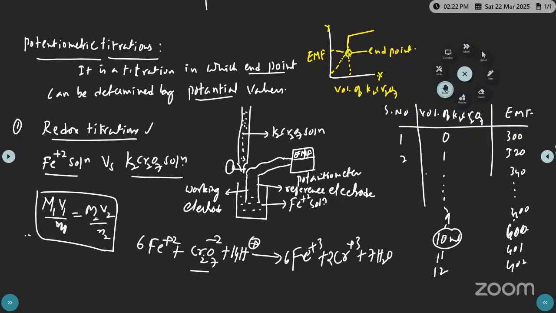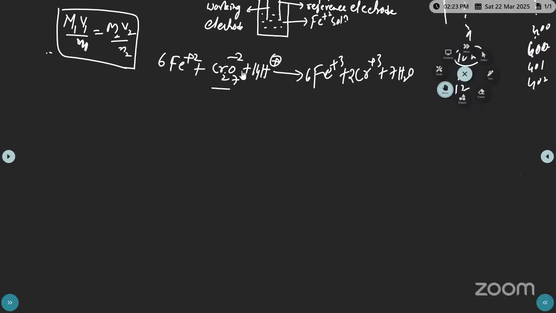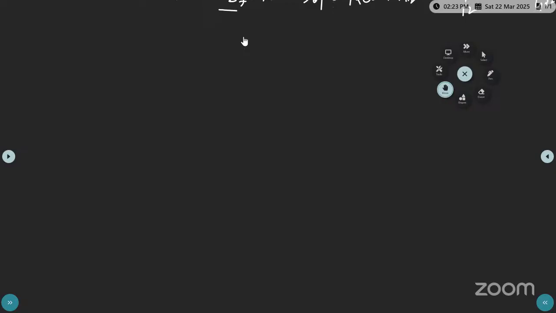Because of the sudden increase, this point is treated as the end point. Like that we can draw the graph of the potentiometric titration. So this is about the redox titration. Next, batteries. So what are batteries?